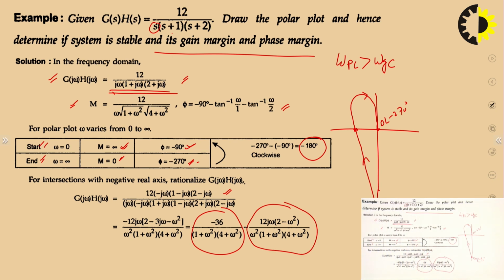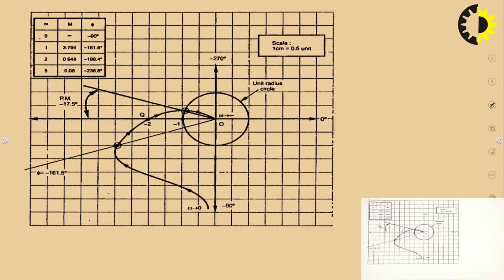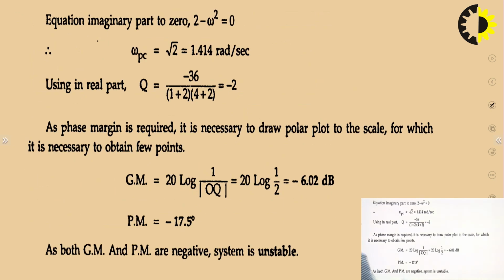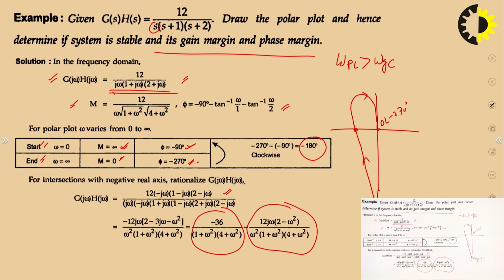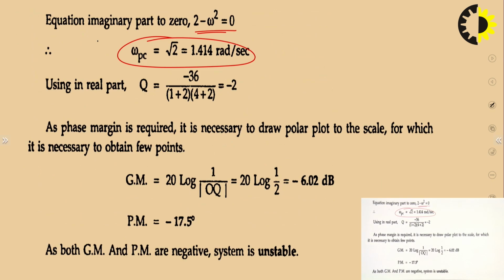Now, you are interested in this point. At this point, what happens? There is no imaginary part. So you put the imaginary part equal to 0, particularly 2 minus omega square equals 0. From here we find the phase crossover frequency. This is called the phase crossover frequency, at which the polar plot cuts the negative real axis.